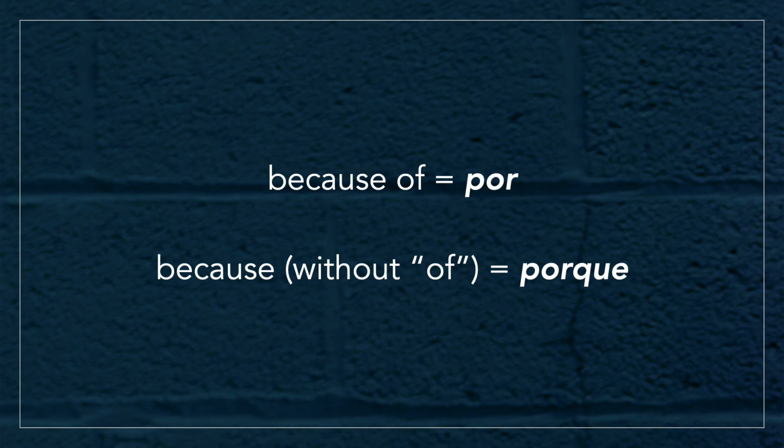So basically, the longer English phrase turns into the short, simple Spanish word por. But the shorter English phrase, because by itself, turns into the longer Spanish word porque. One way or another, you now have the conjunction porque, which can be used between two phrases just like any other conjunction. Let's practice this.